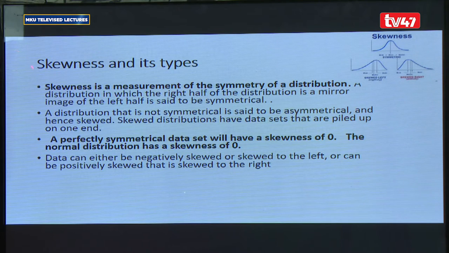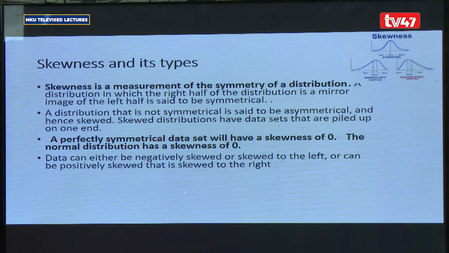So the next component that we need to think about as we look at the shapes of distribution is the skewness and its types. What is skewness? The skewness measures the symmetry of a distribution, the symmetry in which the right half, as you can see here, and the left half mirror each other. So this is the symmetry, and that is what is measured by the skewness.